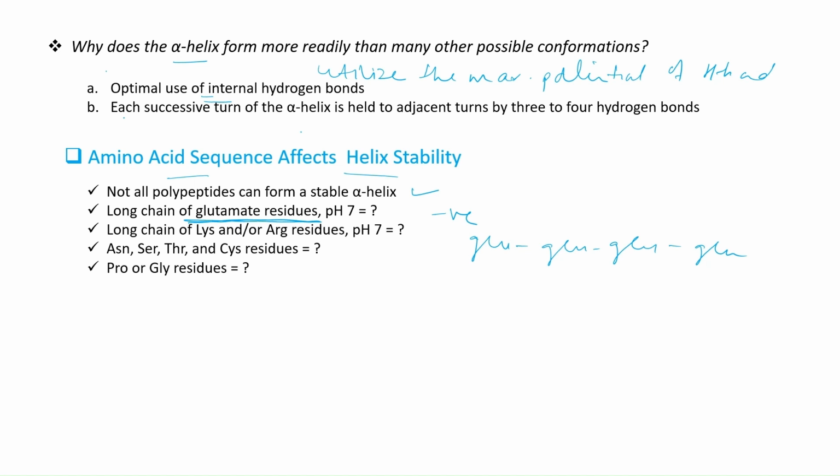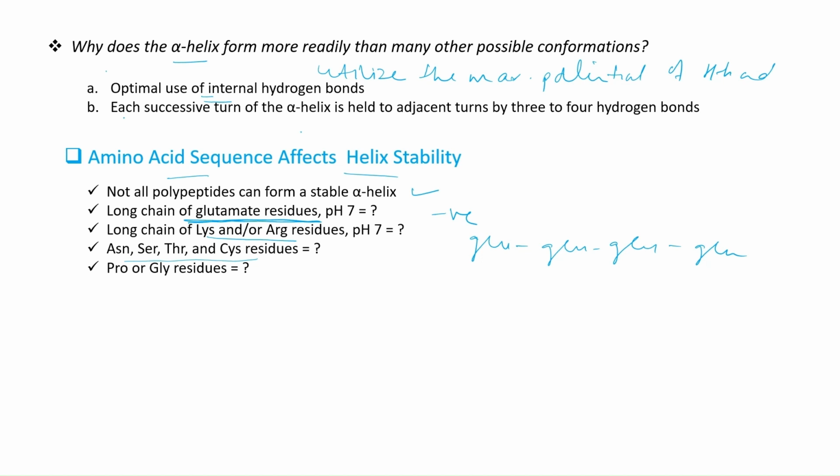Similar is the case with lysine or arginine residues. A long stretch of lysine and arginine in continuation cannot form a stable alpha helix because these are all positively charged, so the positive charges will repel each other. What will happen if it contains a long stretch of asparagine, serine, threonine and cysteine residues? These are all bulky. They will create steric hindrance.